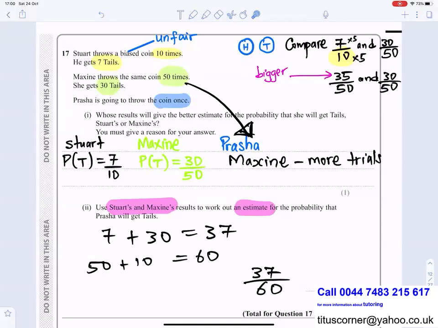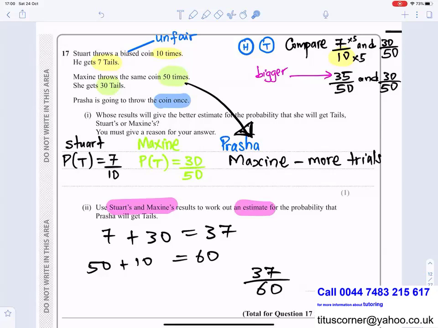Question 17. Stewart throws a biased coin 10 times. He gets 7 tails. Maxine throws the same coin 50 times. She gets 30 tails. Pasha is going to throw the coin once. Whose results would give the better estimate for the probability that she will get tails? Stewart's or Maxine's? You must give a reason for your answer.